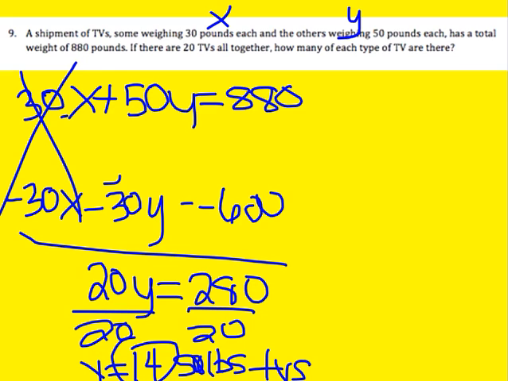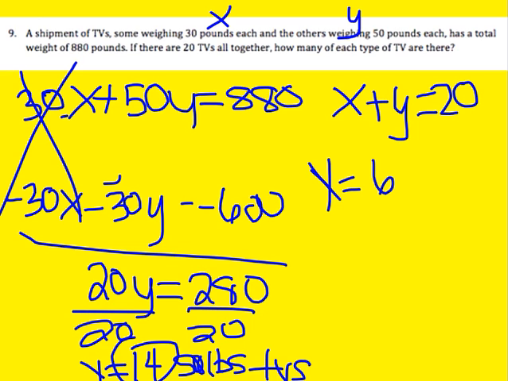Okay, now we need to plug that back in. If you remember, we originally had the equation x plus y is equal to 20. So we have 20 TVs altogether. If 14 of them are 50 pounds, how many of them are 30 pounds? Well, there's only 6 left. So x has to be 6 30-pound TVs. So that was just thinking logically.